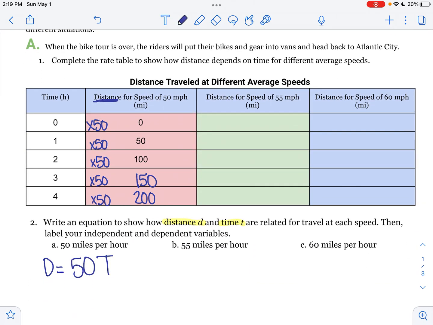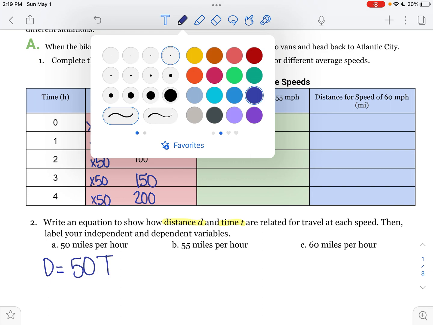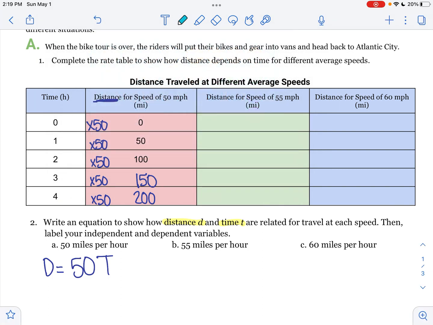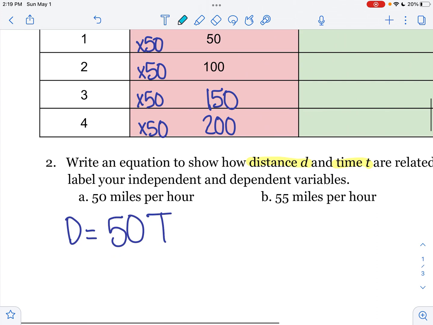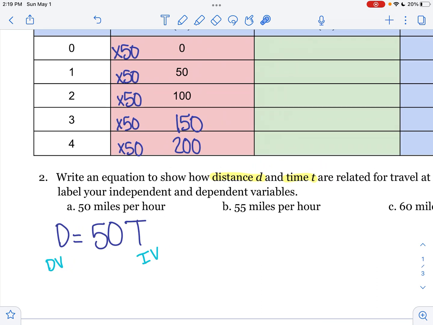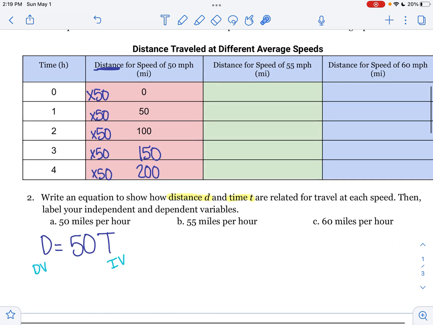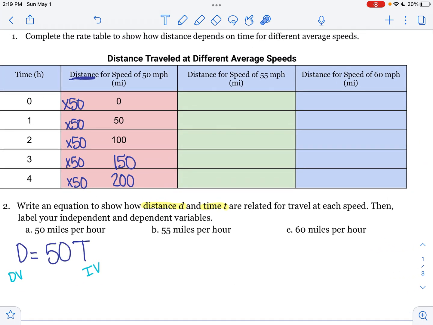In part 2 with your equations, the other thing that you need to do is identify which one is your independent and dependent. Our distance is our dependent, that's what we're solving for, and what changes as a result of the time. If we know our time first, we can figure out our distance. This is where I'm going to stop, and you should use this as a model to help you fill in the green part and the equation and the blue part and the equation.